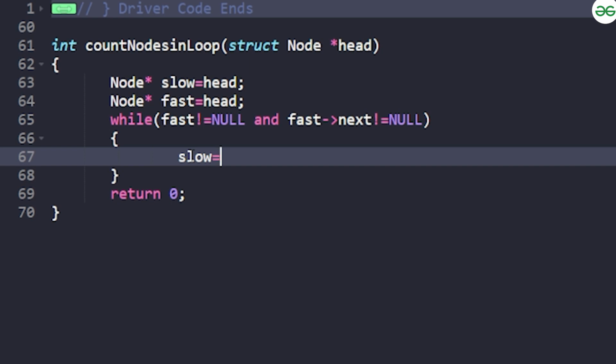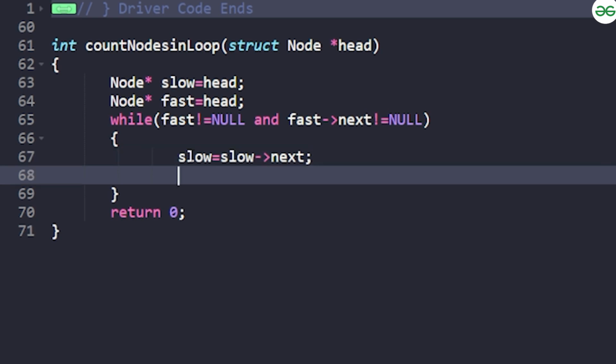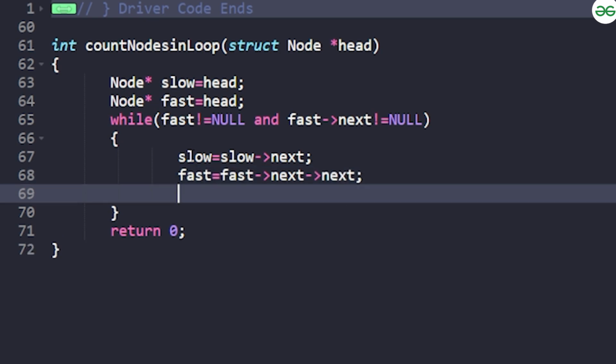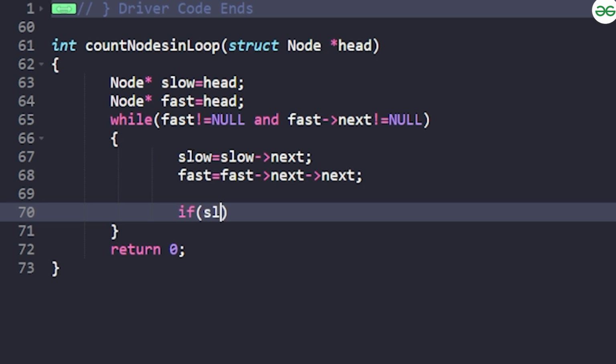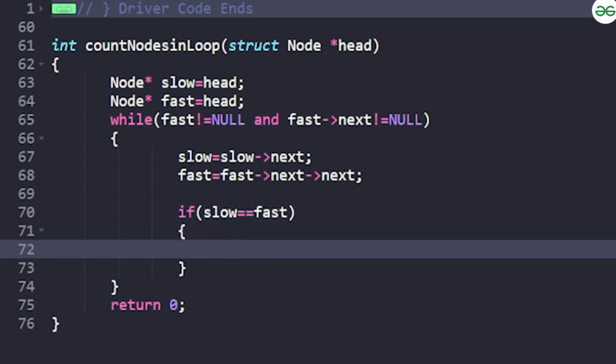So I'll move my slow by 1. So slow is equal to nothing but slow's next, right? Slow will move by 1, and fast is equal to nothing but fast's next, right? So this is what will happen. Basically they will keep on moving, and if it happens that my slow pointer is equal to the fast pointer, in that case what will I do? I'll mark my count as 1. So I'll say that int count is equal to 1, right?